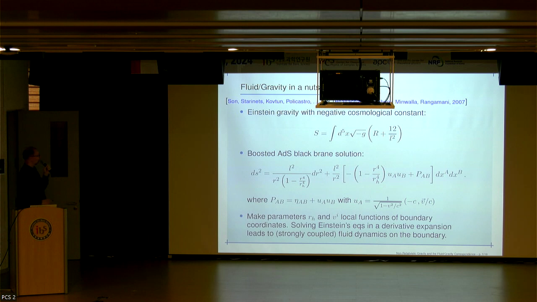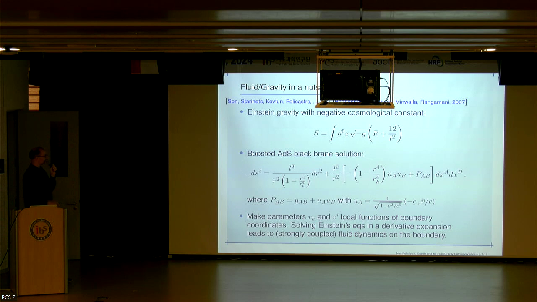So just to introduce fluid gravity to you. In a nutshell, a lot of people have contributed to this: Son and Starinets, Policastro, and then these people in 2007. And this is more or less the formalism that I will adopt. So the idea is that you take simply Einstein gravity with just a negative cosmological constant. This is the simplest setting in which you can do these things. And then you look for a solution that is known as an AdS black brane. It's like a black hole, except the horizon has planar topology.